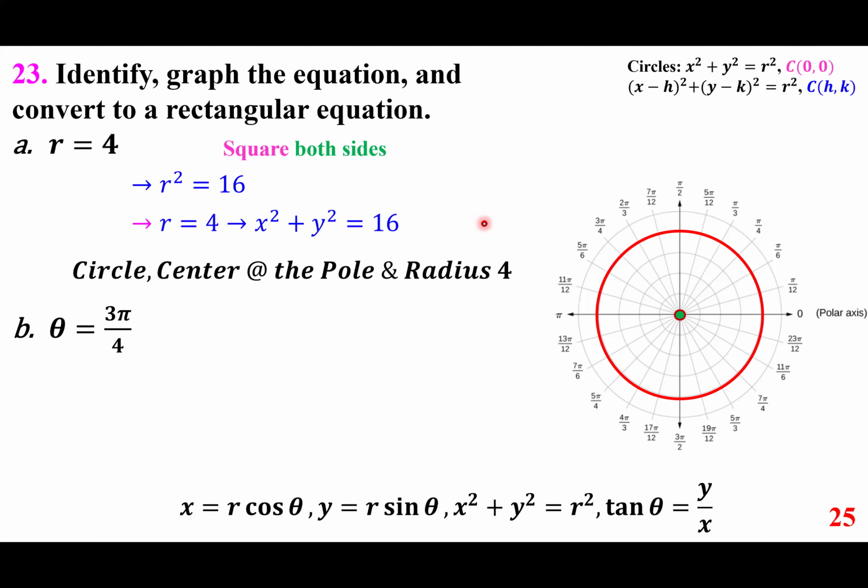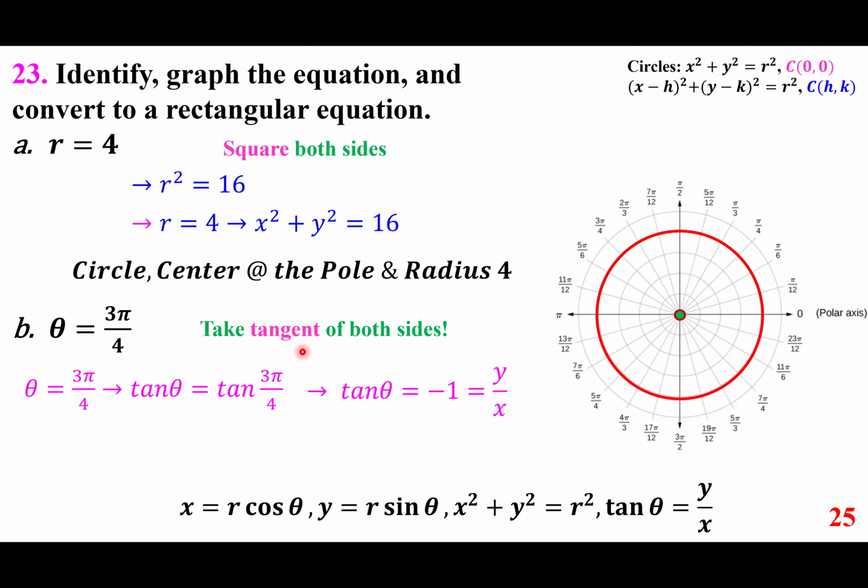Theta equals 3 pi over 4. We're going to take the tangent of both sides, and tangent of 3 pi over 4 is equal to negative 1 because it's the same as pi over 4, which in the second quadrant is negative. And when we do the cross product, we get y equals negative x. As you know, y equals x is this way, y equals negative x is this way. So it's a line through the origin in this following manner.